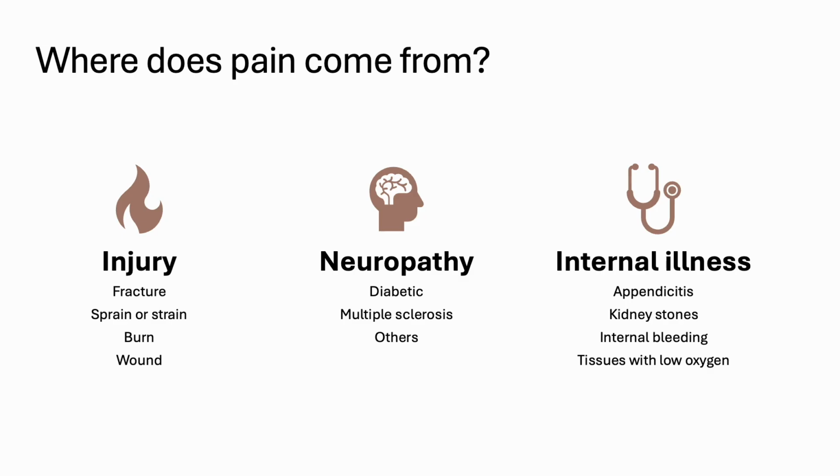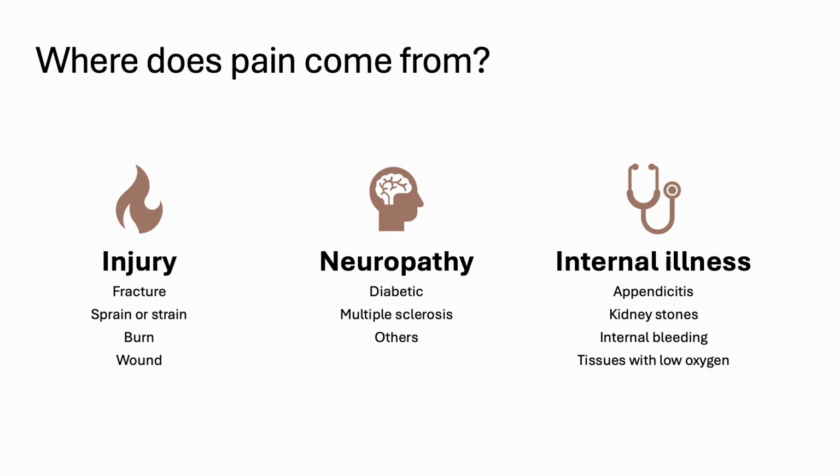There's another type of pain called neuropathic pain. Diabetic patients know quite a bit about it. Multiple sclerosis also comes with neuropathic pain, and there are other diseases that have it. The pain is in the nerve itself. The nerve doesn't function as it was originally intended, and the response is pain.